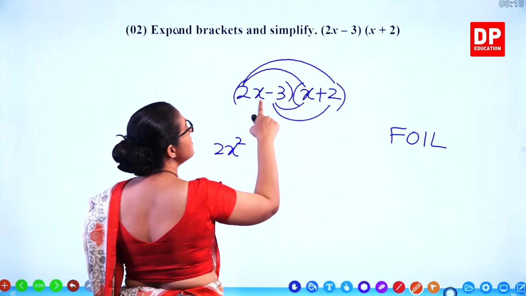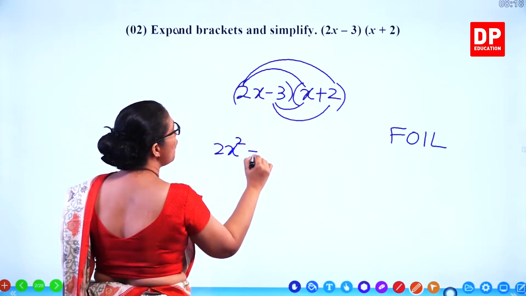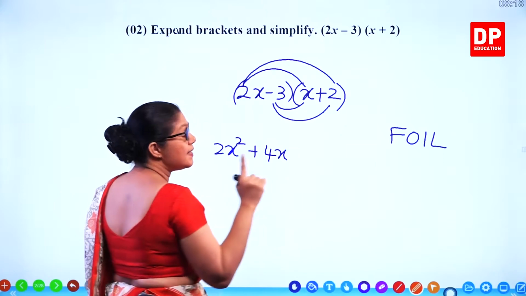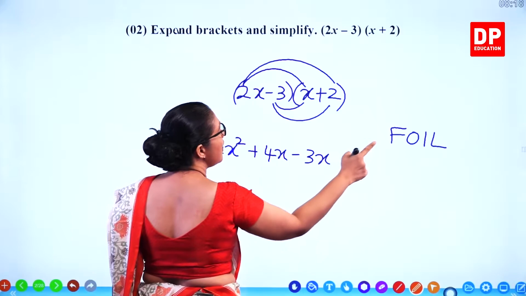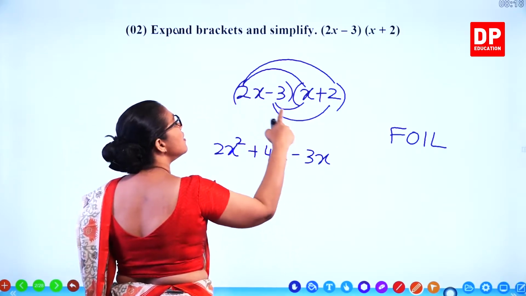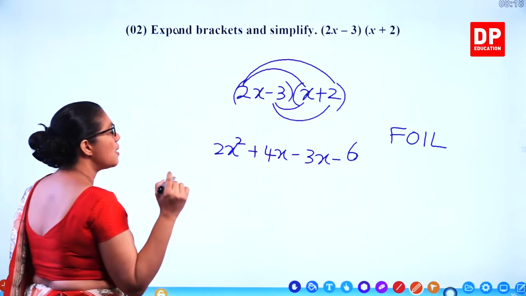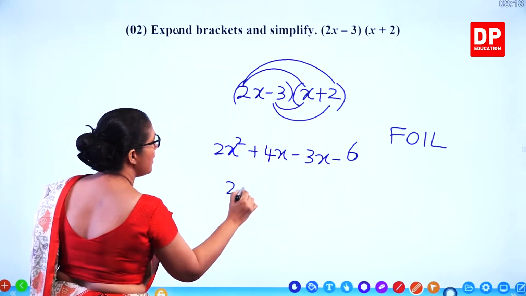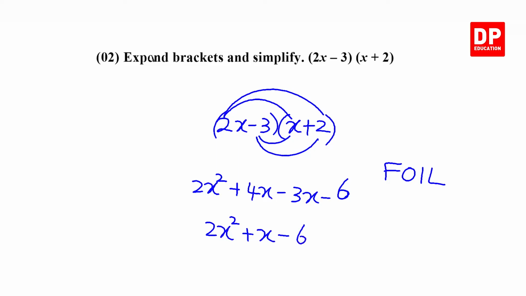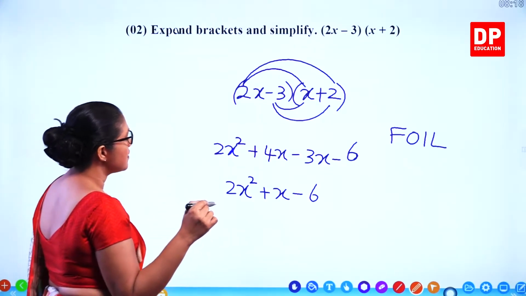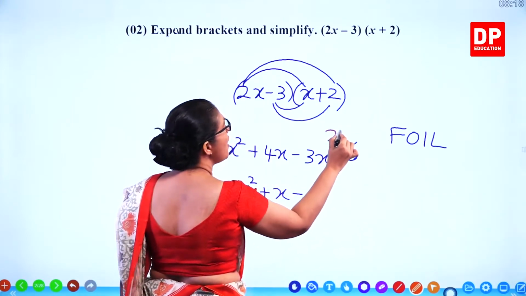Then O means outside numbers: 2x with 2, plus 4x. I means inside numbers: minus 3 into x, minus 3x. L means last numbers: minus 3 times 2, minus 6. So simplify. You can add these two: 4x minus 3x becomes plus x, and here minus 6. So that's the answer: 2x squared plus x minus 6. So you get 2 marks.